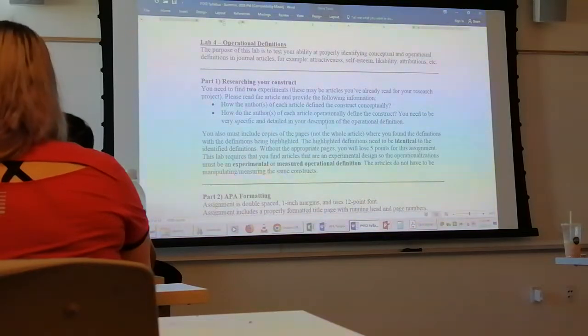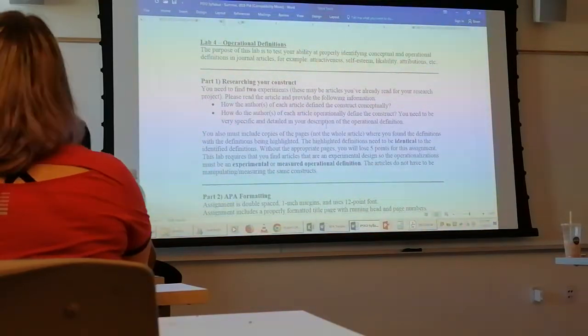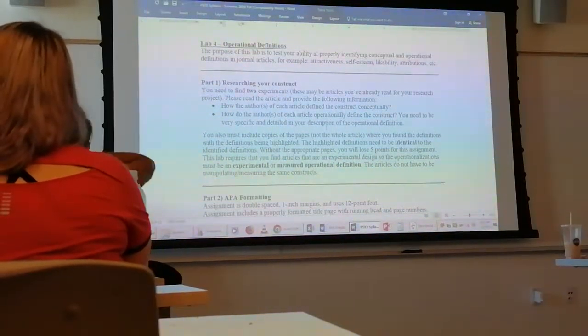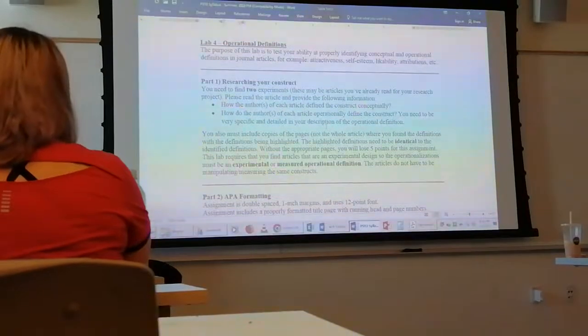definition. So this is not a writing lab, this is a reading comprehension lab, which makes it, again, not take much time to do, but as you just saw going over operational definitions in chapter 7, it can be kind of difficult. But again, it's just copying and pasting a definition. There's no writing on your own part. The highlighted definitions, again, need to be identical to the identified definitions.